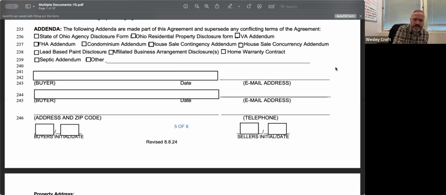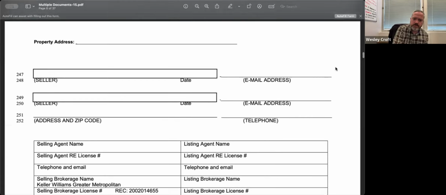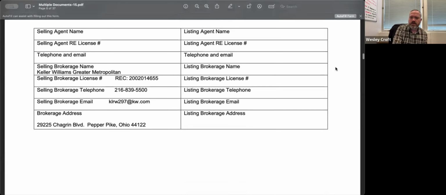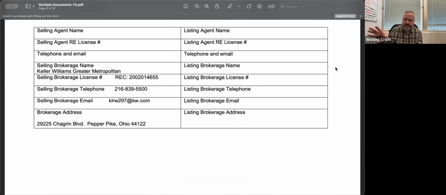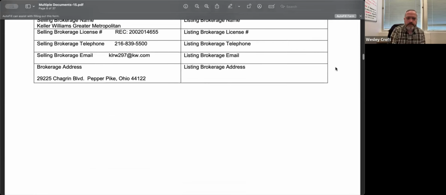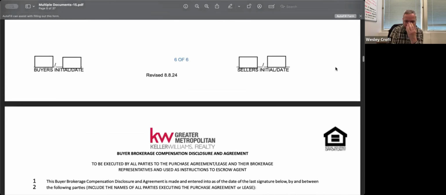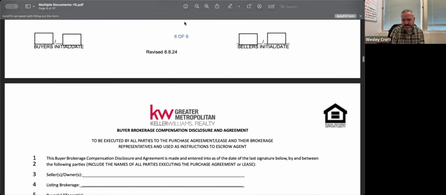So then the buyer will sign, then we'll scroll down, the seller will sign, all of the listing agent's information will be on here or should be on here. Make sure all of your information as a selling agent is on here. And then we'll get to this last little part. So notice this says 6 of 6. So that's the official contract.